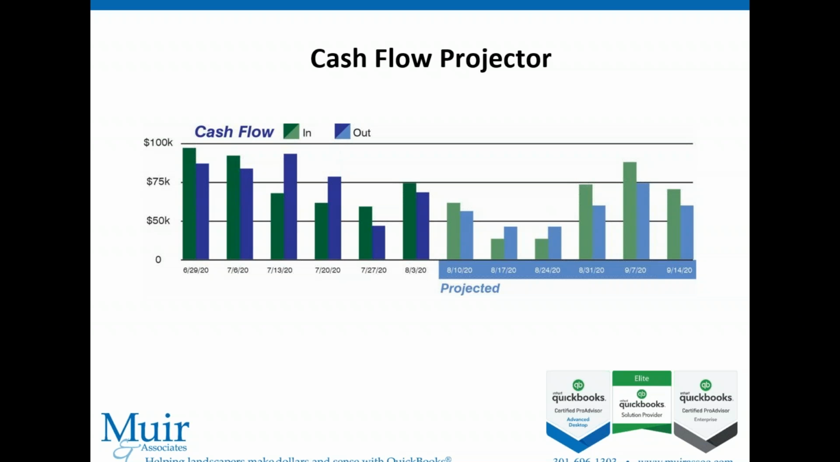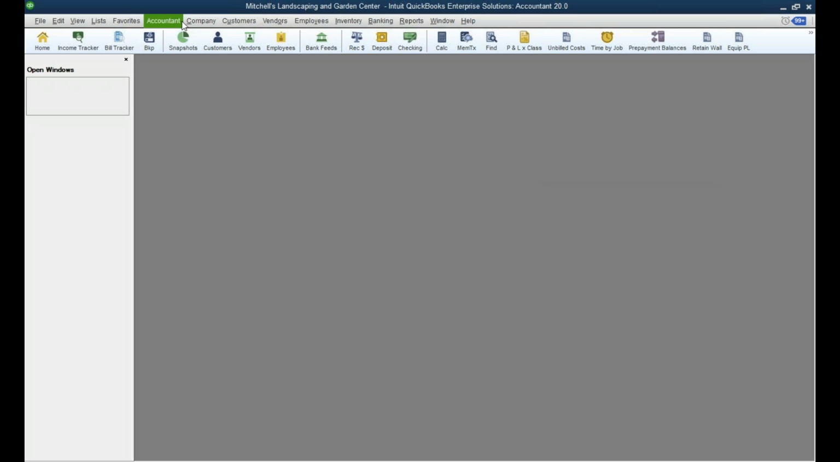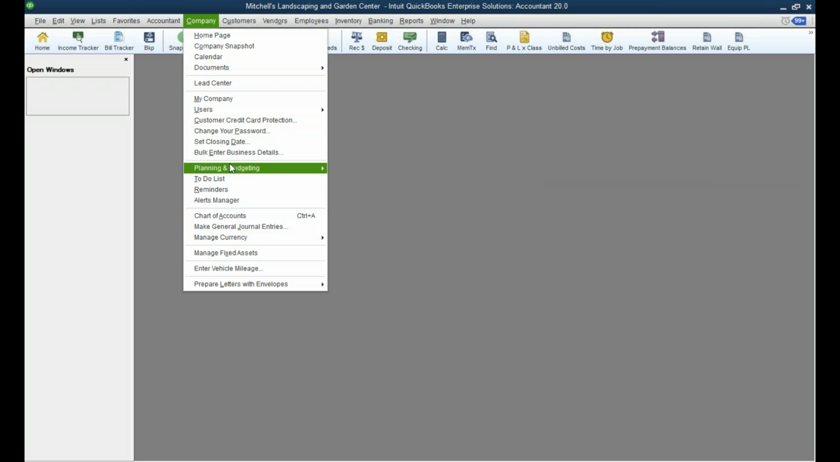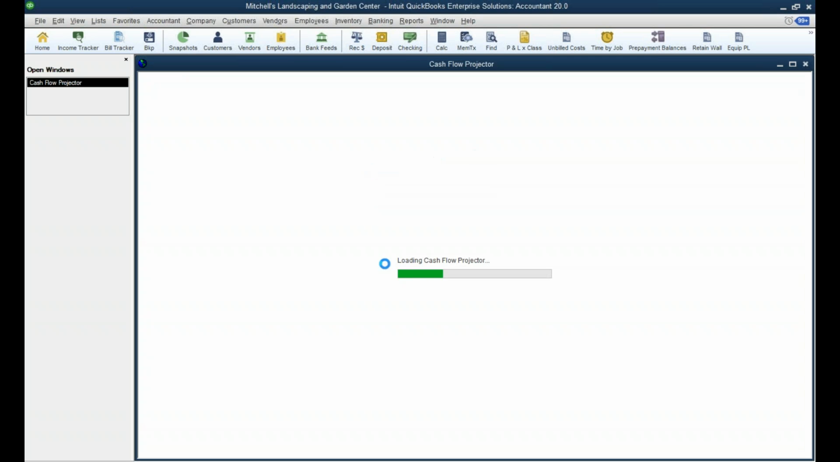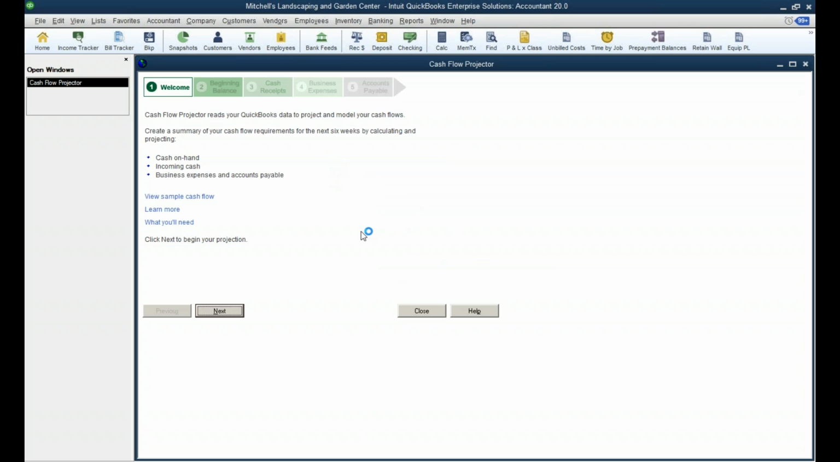So let me open a QuickBooks file. And if you go into Company and Planning and Budgeting, that's where you'll find the cash flow projector. It will take a minute or so to open. It's just a few steps that it walks you through, so from that perspective, it's not complex. And they do have samples that you can take a look at if you wanted to know. Hopefully this will answer a lot of your questions.